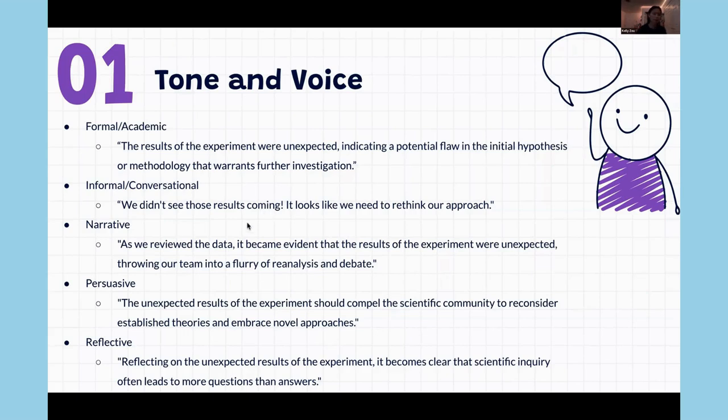The third example we have is narrative. So, an example of this is, as we reviewed the data, it became evident that the results of the experiment were unexpected, throwing our team into a flurry of reanalysis and debate. So, in this type of tone, we're kind of trying to tell a story. We might be trying to make it more dramatic, and we'll probably be focusing on, like, first this happened and then this happened and then this happened. So like first we reviewed the data and then we saw that it was unexpected and then we were in a flurry. So it seems like maybe it's something that you would write in a book or a story or something like that.